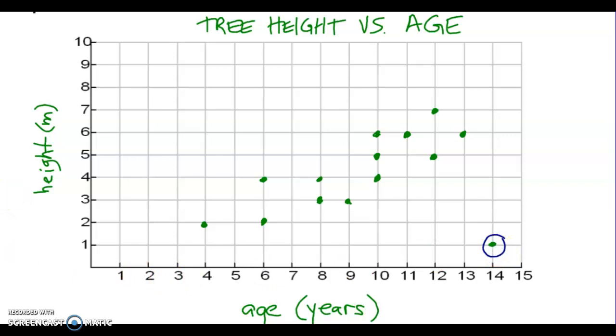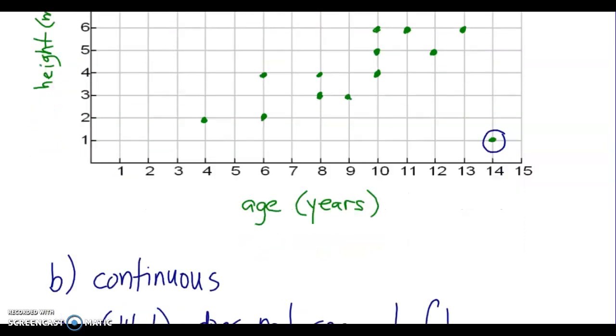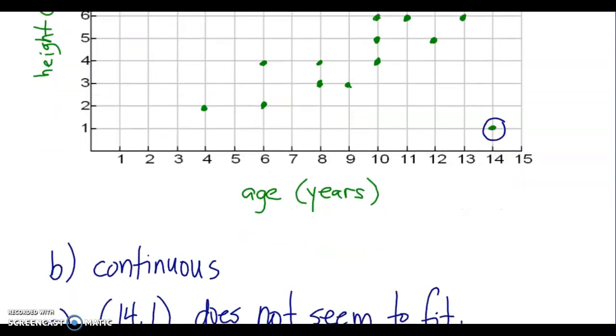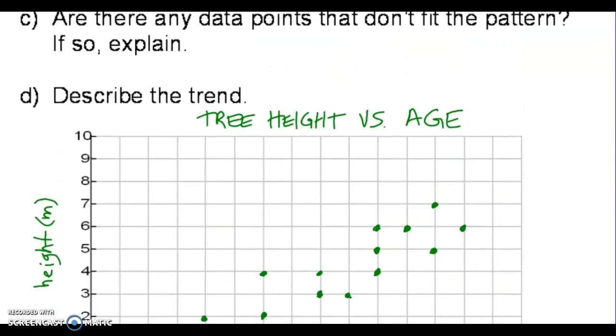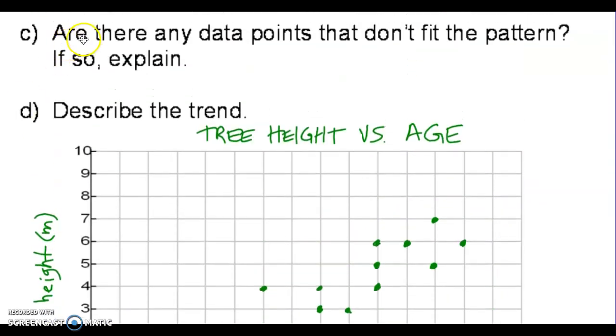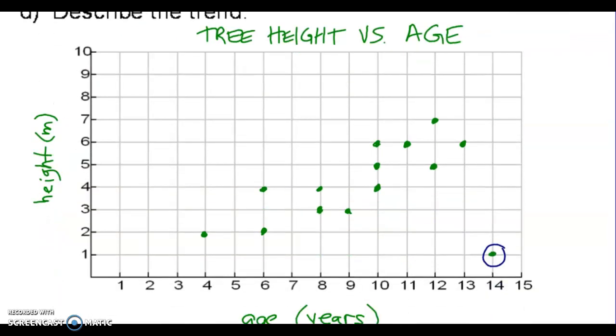So, is this continuous or discrete? Well, again, we're going to determine, can I cut down age into smaller pieces? Can I break down height into smaller pieces? The answer would be yes, I can. So I'm going to go ahead and say this is continuous. Part C asks, before we move on to describing the trend, is there a point that doesn't fit the pattern? Yes, there is a point.